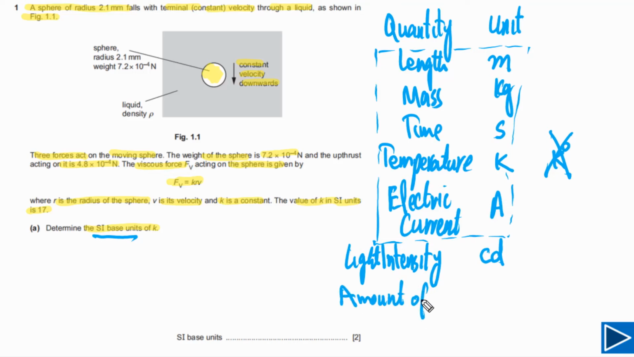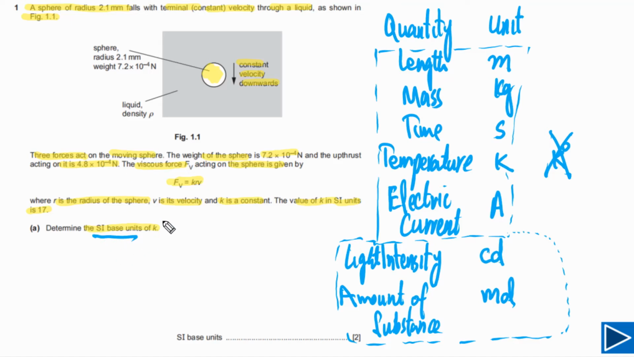SI base quantity is amount of substance, and its SI base unit is mole, MOL. This is the symbol. So these 7 SI base units we can use to express the unit of any other physical quantity in terms of these units. So that's the reason we call them SI base units. Now let's try to answer this question.